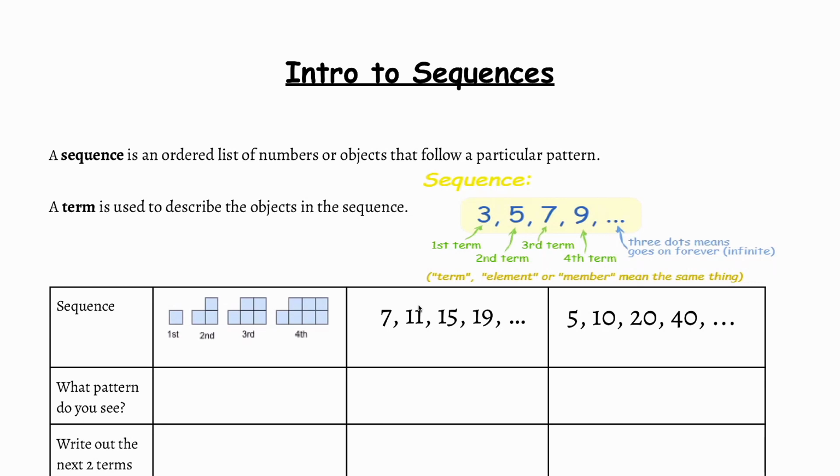Today's notes is intro to sequences. So let's start off with a definition. It says a sequence is an ordered list of numbers or objects that follow a particular pattern. So let's go ahead and highlight that vocabulary word. We're going to go with the word sequence.